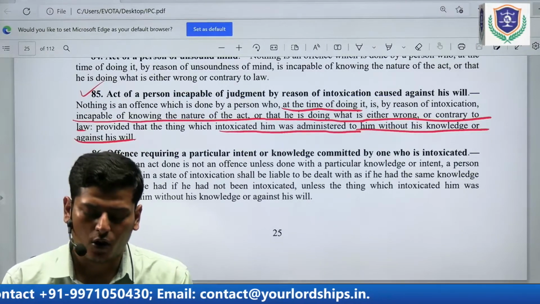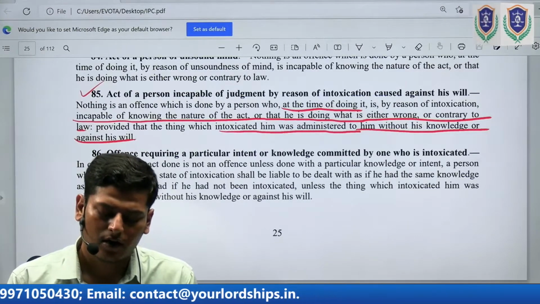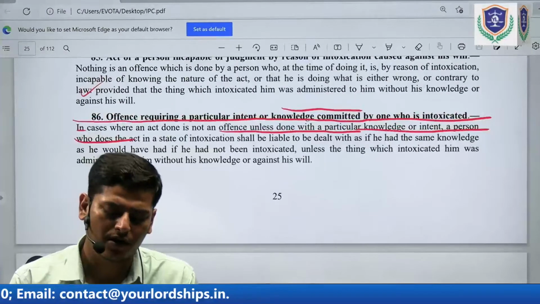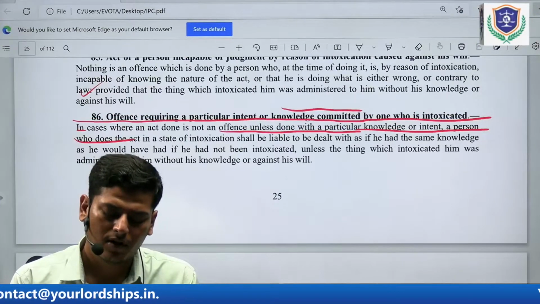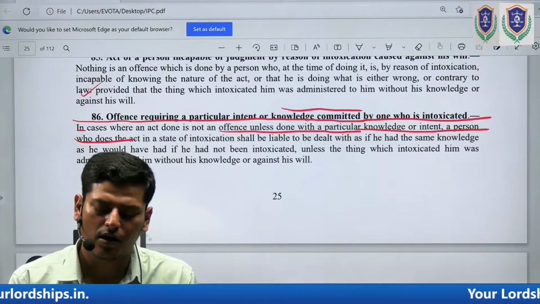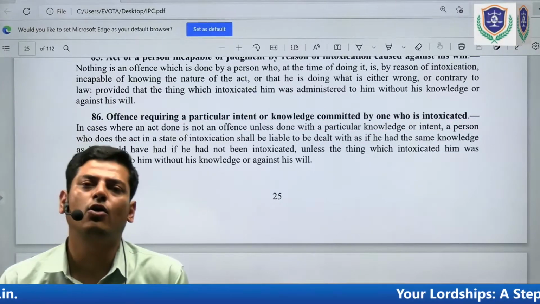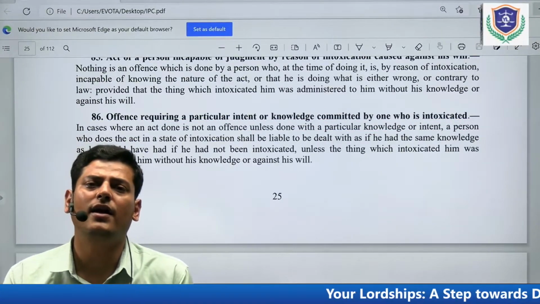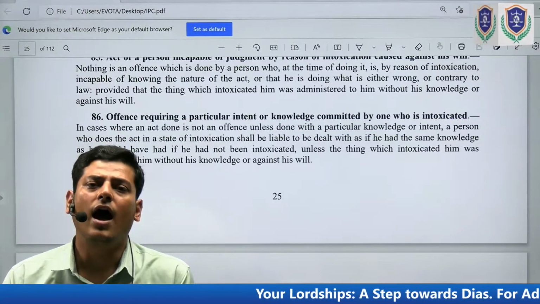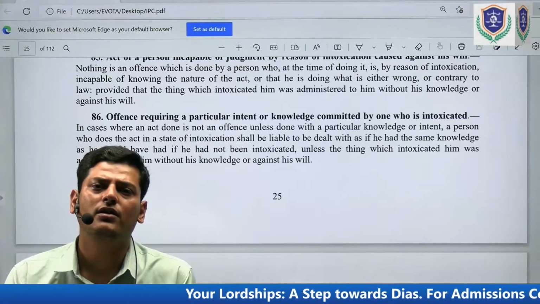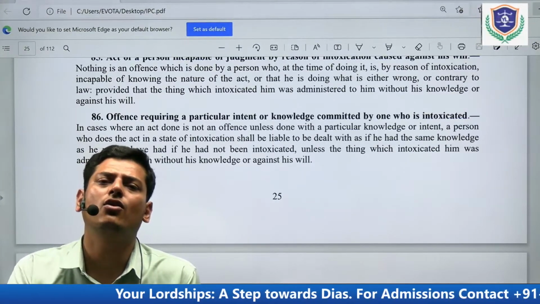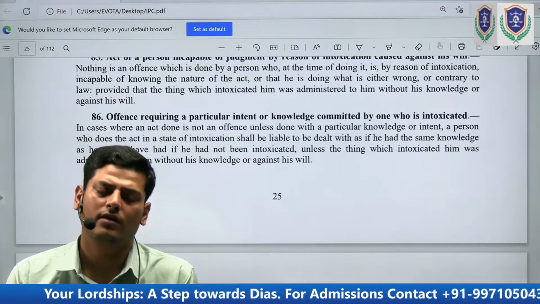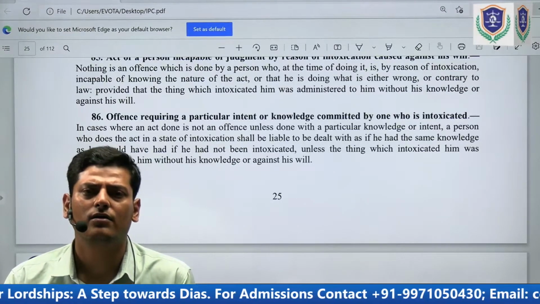So the intoxicating drink or intoxicating substance was administered to him without his knowledge or against his will, and by reason of such intoxication, a person committed an act, and by reason of such intoxication, he was unable to know the nature of his act. Then the defense of intoxication is available.